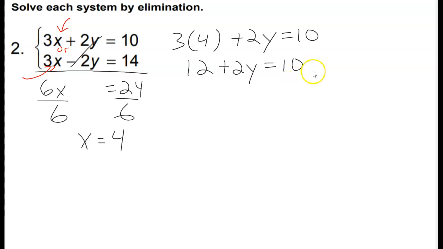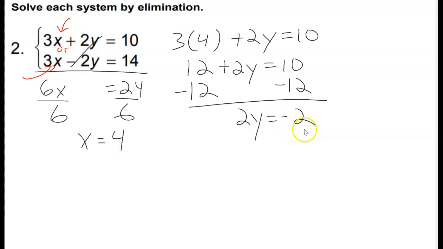12 plus 2y is equal to 10. We're going to subtract 12 on both sides, isolating this 2y. 10 minus 12 is negative 2. Now we're going to divide by positive 2. Negative divided by a positive is a negative, and 2 divided by 2 is 1. So y is equal to negative 1. We got negative 1 and positive 4, and 4, negative 1.